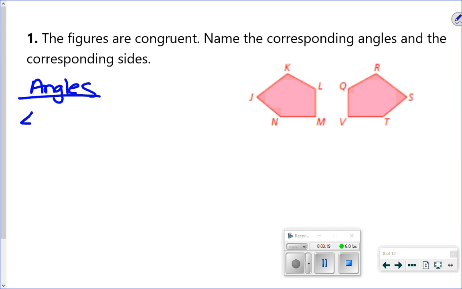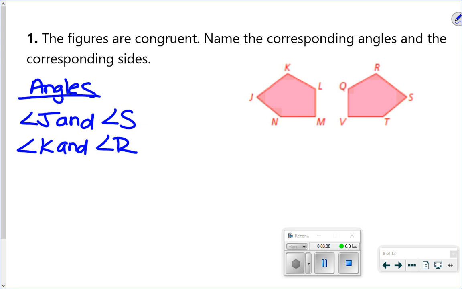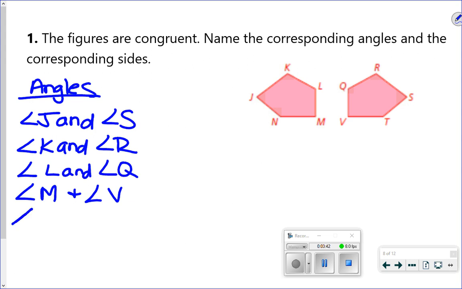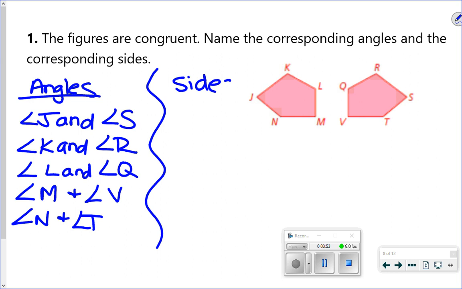I'm going to start with angle J. So angle J and angle S correspond. Angle K and angle R correspond. Angle, let's see, L and angle Q correspond. Angle M and angle B correspond. Angle N and angle T correspond. Then we also have to do the sides.